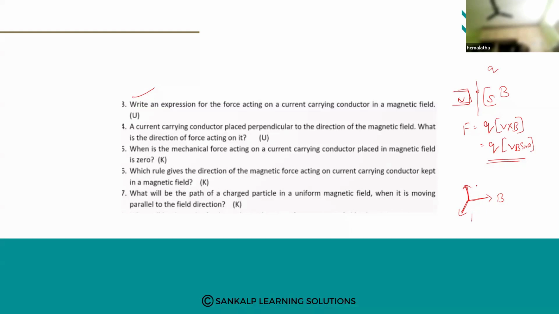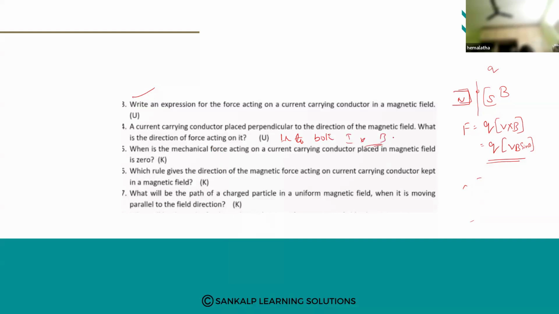So this is how it is. Force F will be perpendicular to both the direction of the current I and the magnetic field B. Okay, so this is how it is. The force is perpendicular to both I and B.